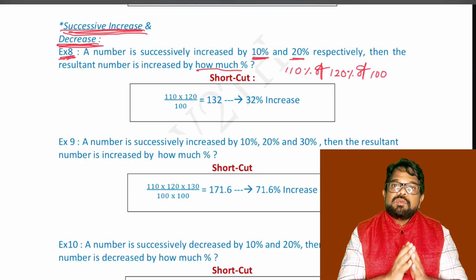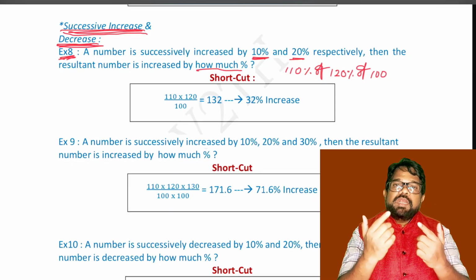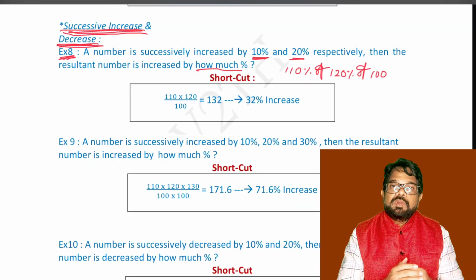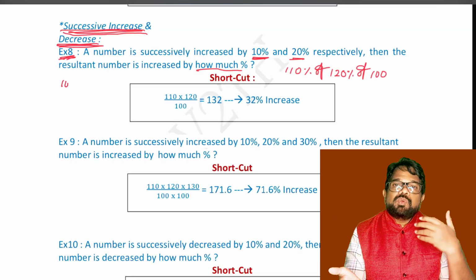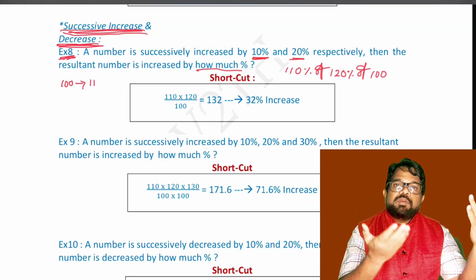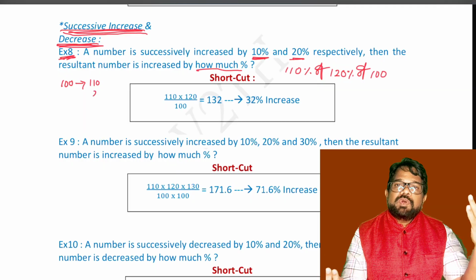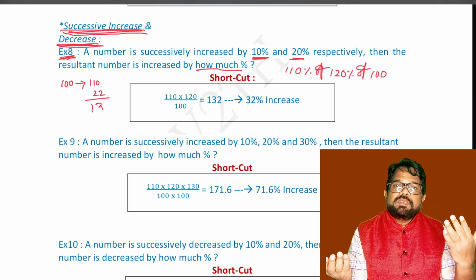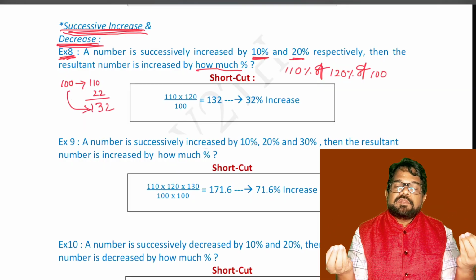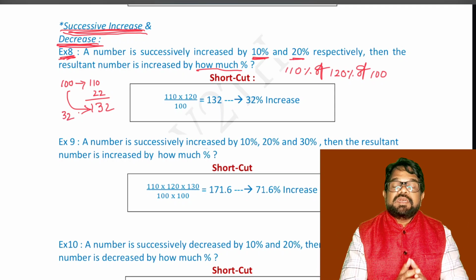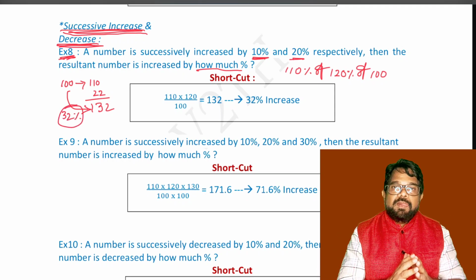22 increase now. So 110 plus 22. How much? 110 plus 22? 132. The resultant number becomes 132. 100 becomes, after increasing 10% and 20%, 132. 100 becomes 132 means how much it increases? 32% increases. That is the general method.